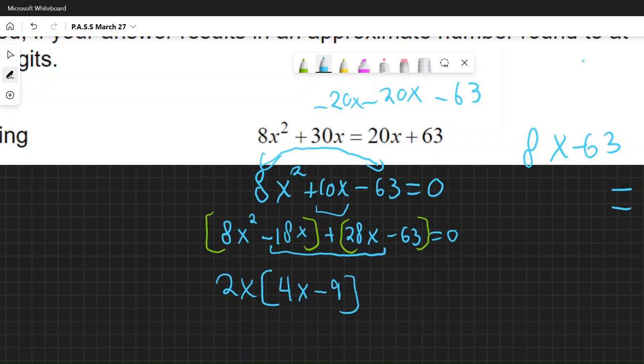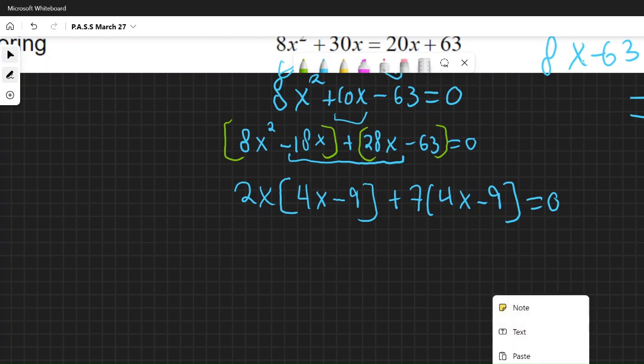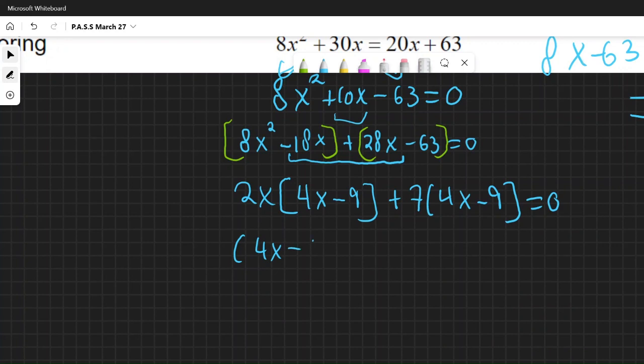And then we have 28x and negative 63. So common factor for each of those would be 7. 28x divided by 7 would be 4x, and 63 divided by 7 would be negative 9. So my mistake, this one did work out. And now we group out this 4x minus 9 from each of these two terms. So it would be 4x minus 9, and then we'd be left with 2x plus 7.